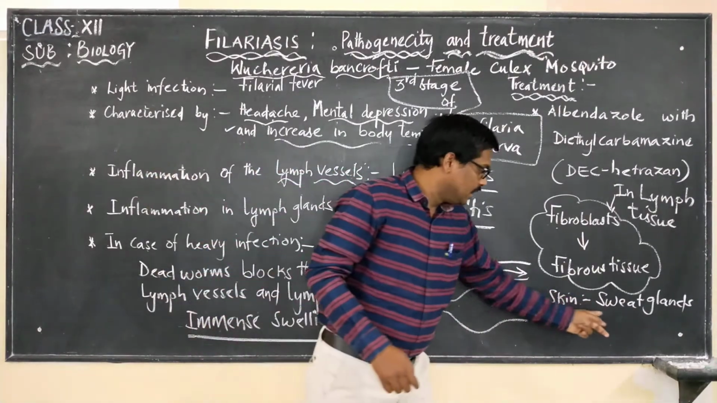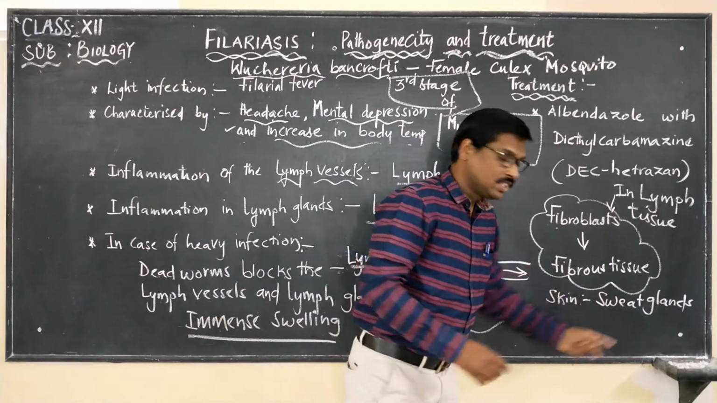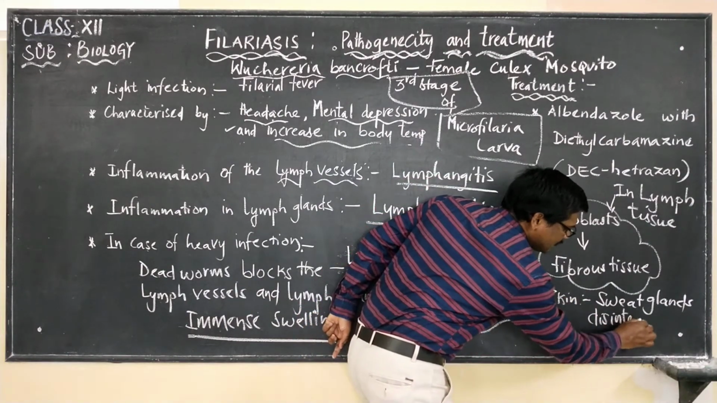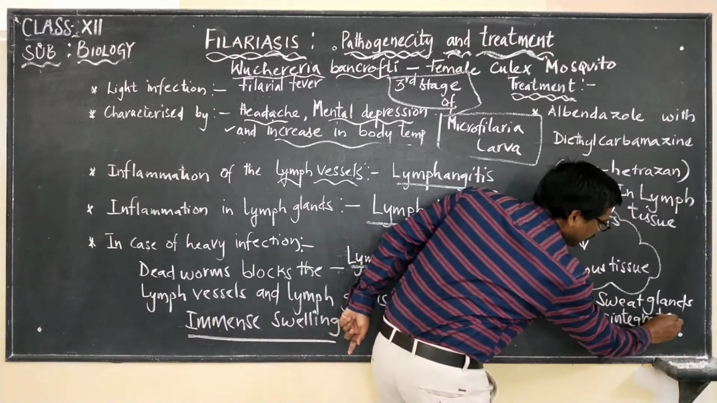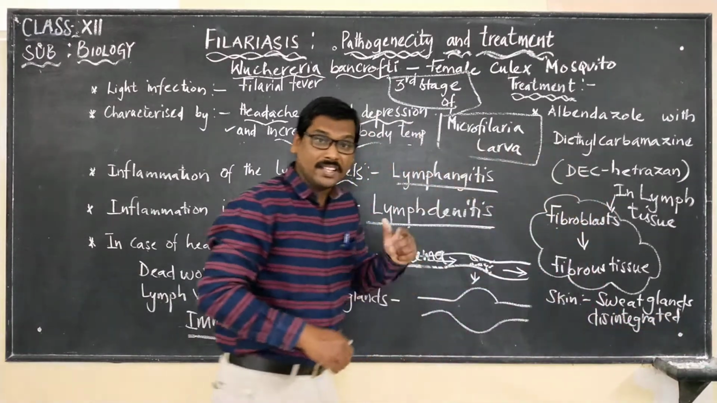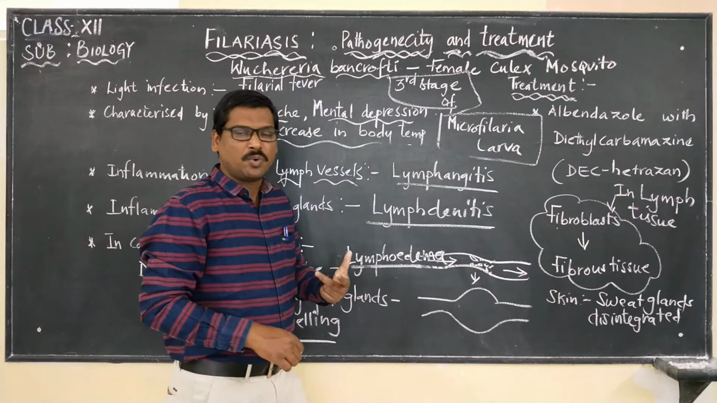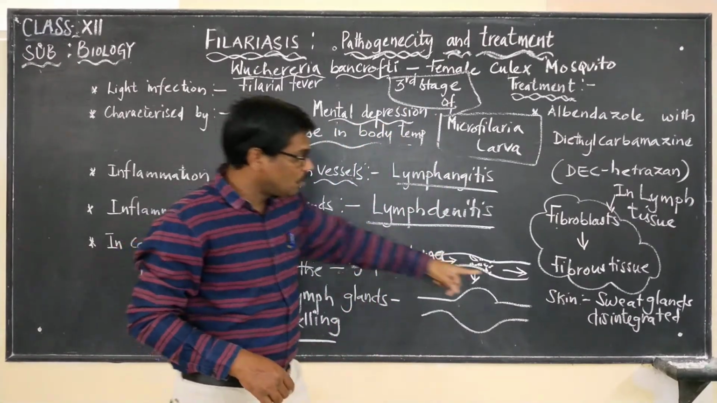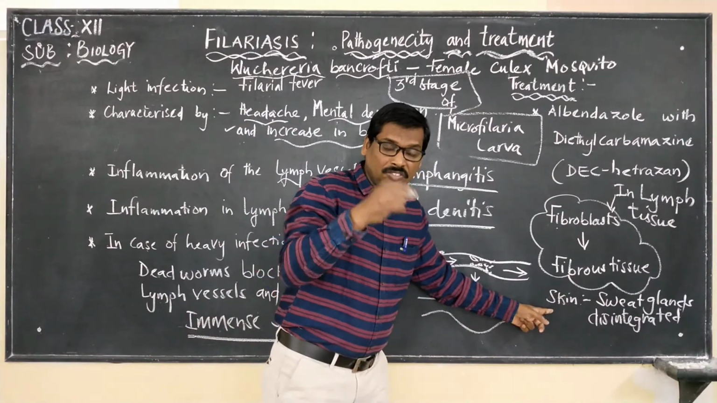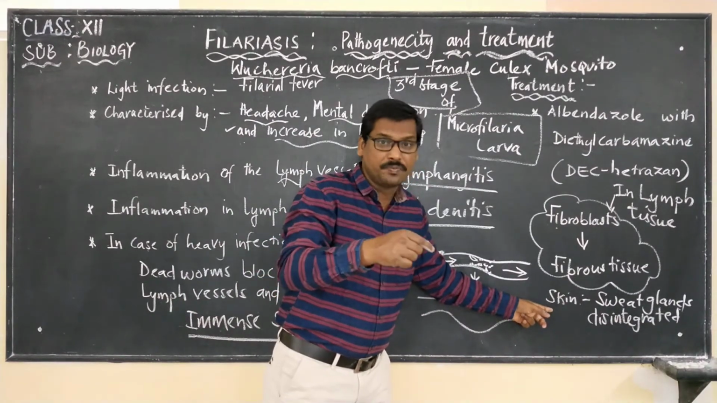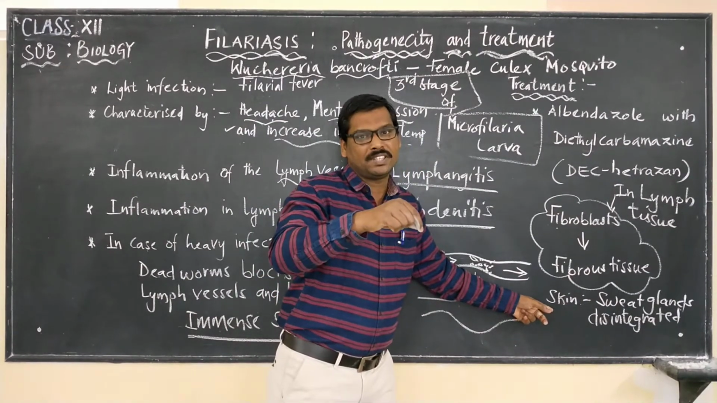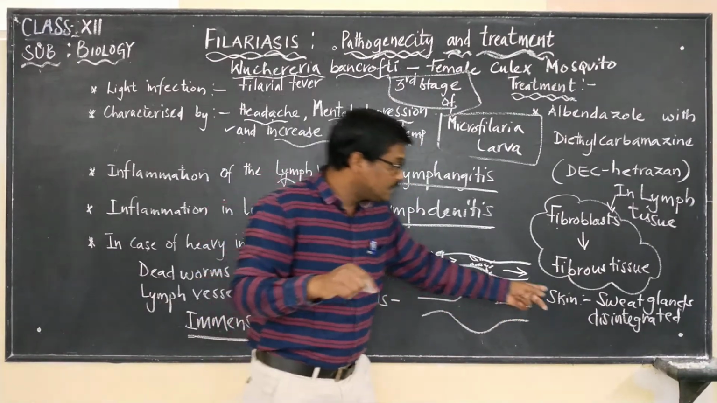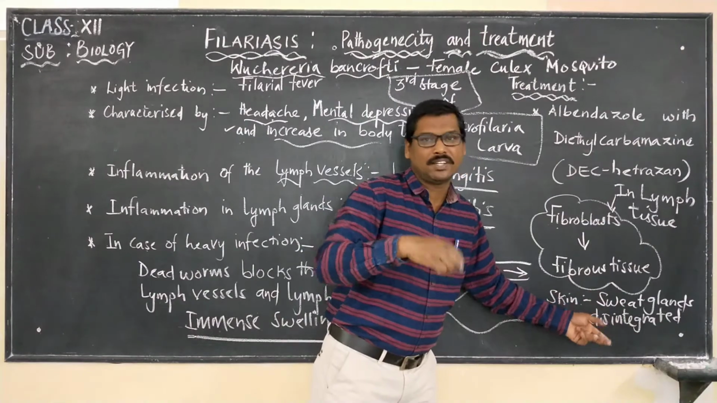Please remember, in the skin the sweat glands are disintegrated. Disintegrated means they are destroyed, disappearing completely. Why are they disappearing? It's because of the disease called filariasis. So in the skin, in that region where there is lymph infected with Wuchereria bancrofti, the sweat glands will disintegrate.